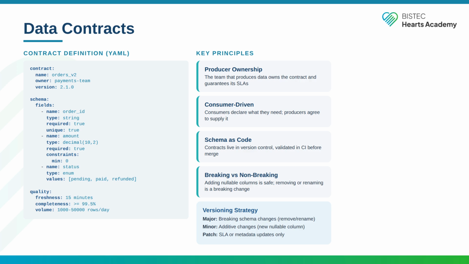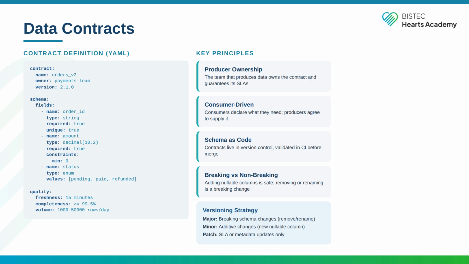First, producer ownership. The team that creates the data owns the contract and is accountable for meeting its SLAs. Second, consumer-driven. Consumers declare what they need, and producers agree to supply it. Third, schema as code. Contracts live in version control and are validated in CI before anyone can merge.